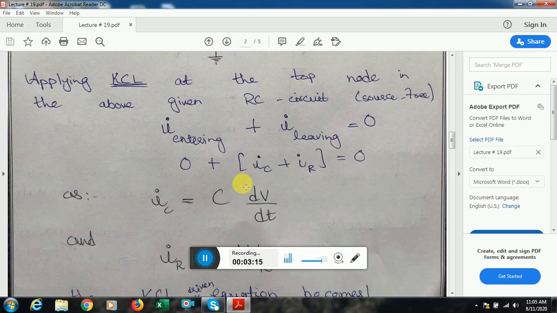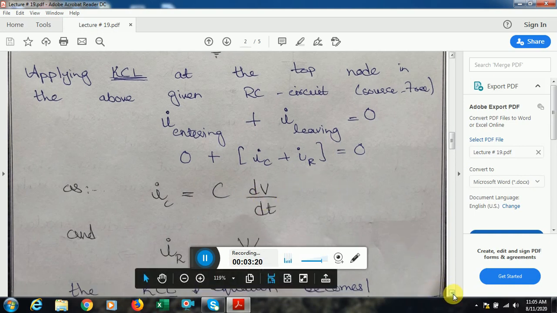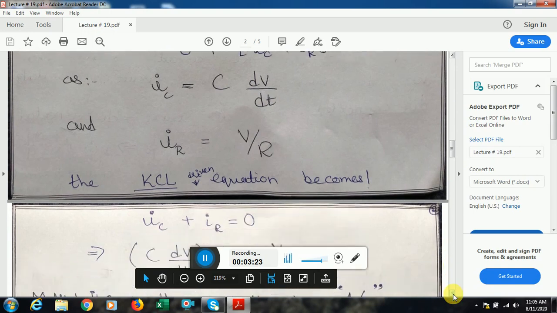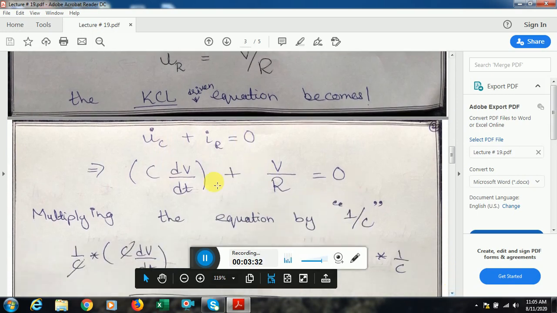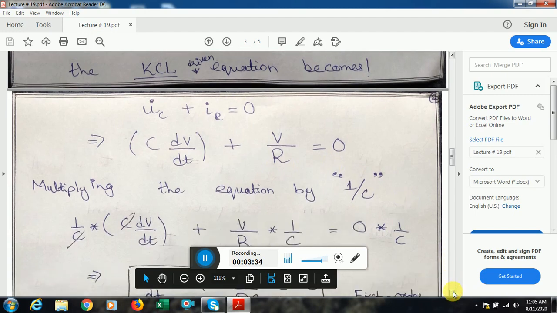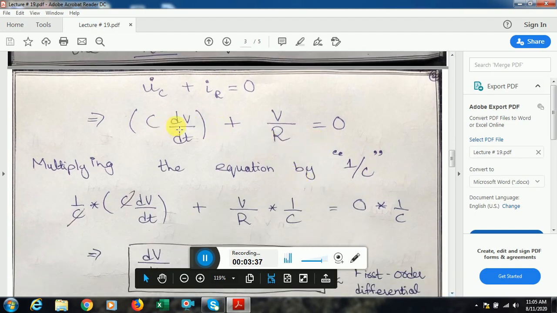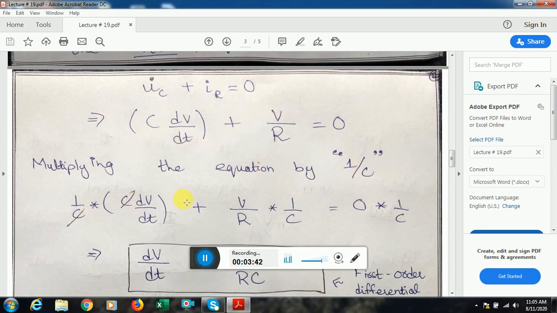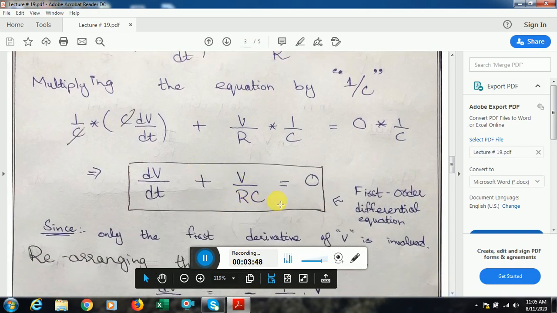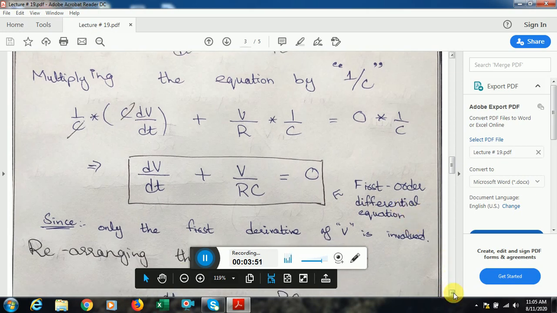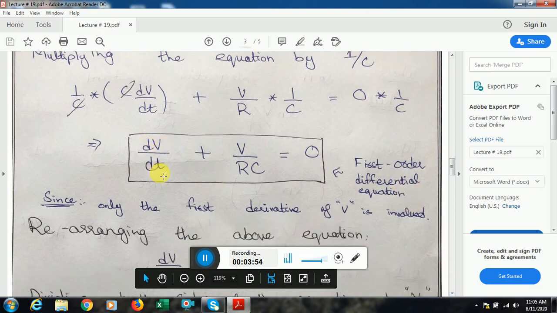iC, the capacitor current, is given as C dV by dt, and iR is given by Ohm's law, which is V over R. So the KCL equation becomes iC plus iR is equal to 0. We insert the values of the capacitor current and the resistor current, and we get C dV by dt plus V over R. Now, by arranging the equation, we multiply both sides by 1 over C, so this C cancels out, and we are left with this form of the equation: dV by dt plus V over RC. This is the first order differential equation, since you can see that the voltage has a first order derivative.